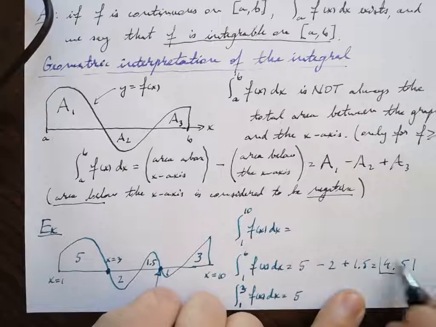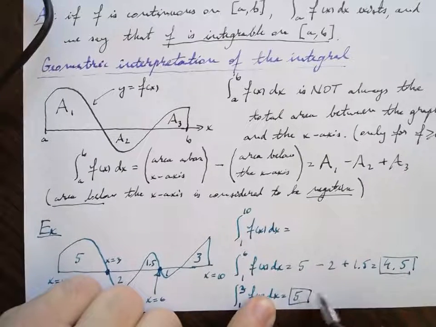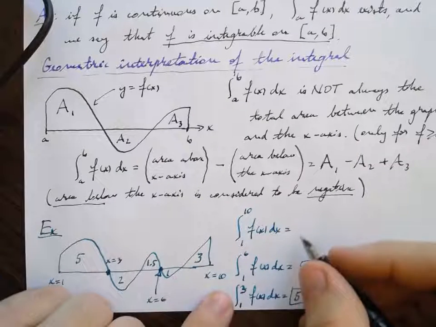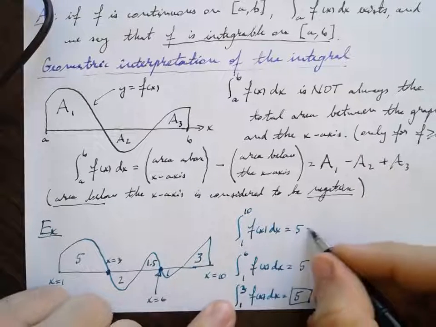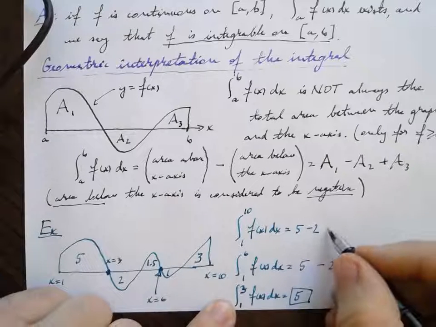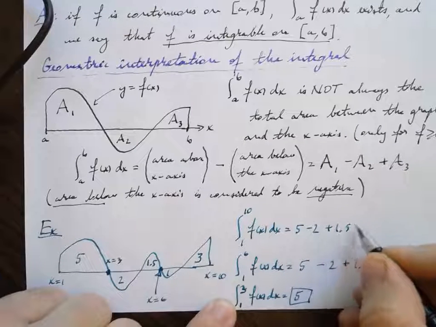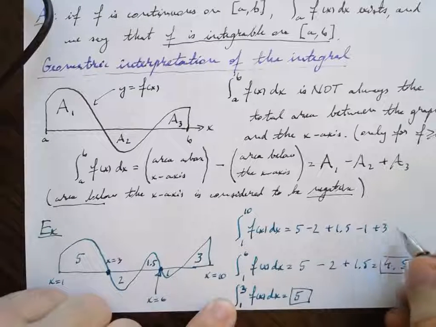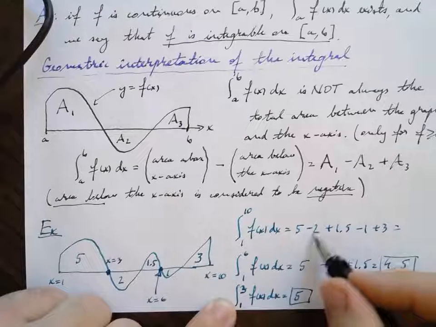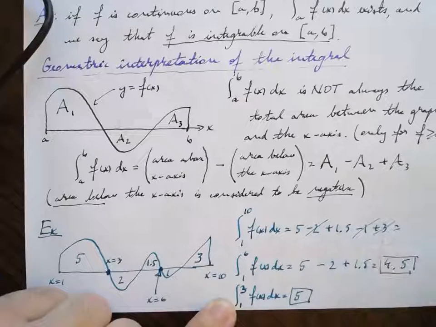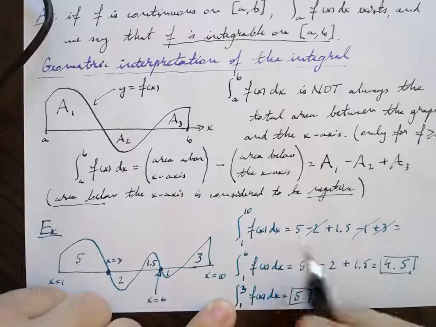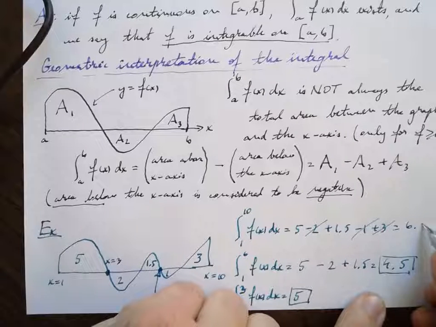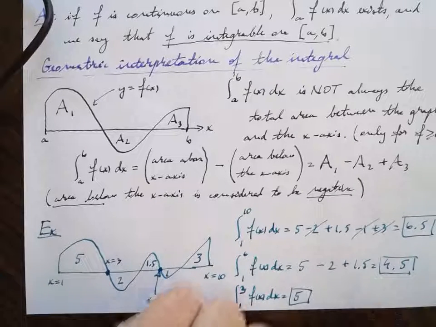Okay, and if I do, of course, the integral from 1 to 10, what I end up with is 5 minus 2 plus 1.5 minus 1 plus 3. So when I add all this up, notice the minus 2, minus 1, and the 3, they all add up to 0. So it's 5 plus 1.5, it's 6.5.